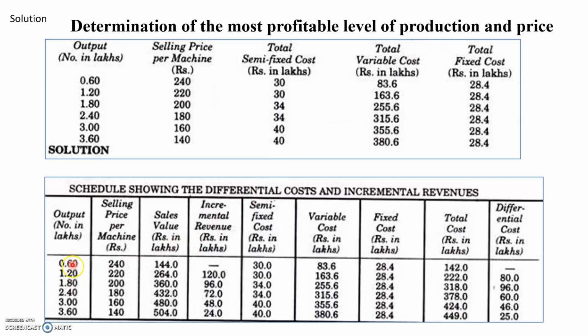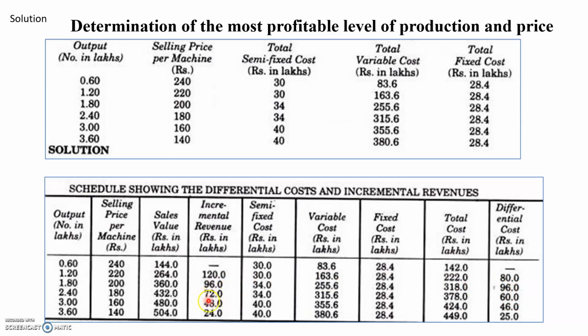which level of output is better, whether it is 60,000 units or 1,20,000 or 1,80,000. The decision must be based on checking up to what level the incremental revenue, or the differential revenue, is more than the differential cost. We can check here. In the first case, incremental revenue is 1,20,000 and here it is 80,000, so revenue is more. Then in the second case, incremental revenue is 96 and differential cost is also 96. So we can continue because it is not less.